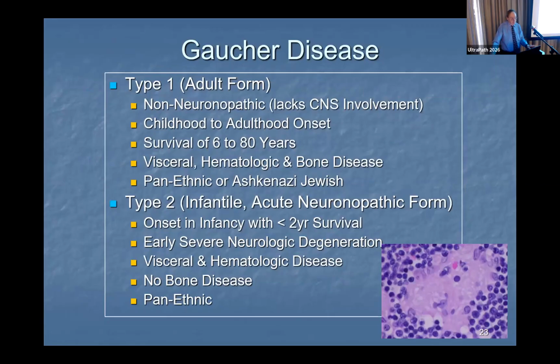So the adult form, you see in childhood to adulthood, survival is variable from ages 6 to 80 years. And you can see that it involves viscera, hematologic tissue, as well as bone disease. Type 2 is the infantile acute neuronopathic form, and this is the one without the perinatal type of form. The onset is usually within the first 2 years of life or so, and the survival is fairly limited with these individuals. And you can see that it really doesn't have bone disease involved with it.